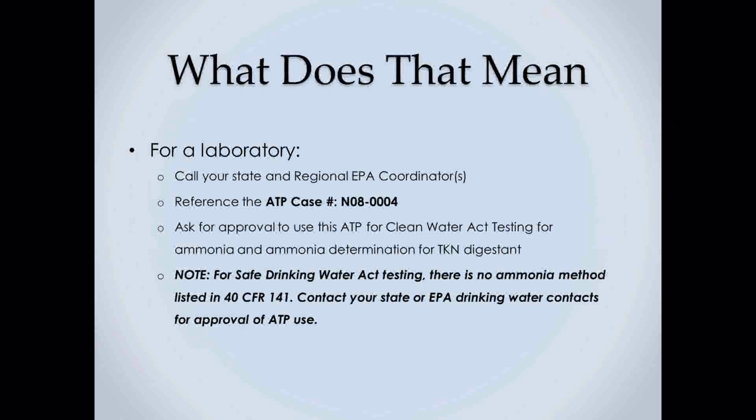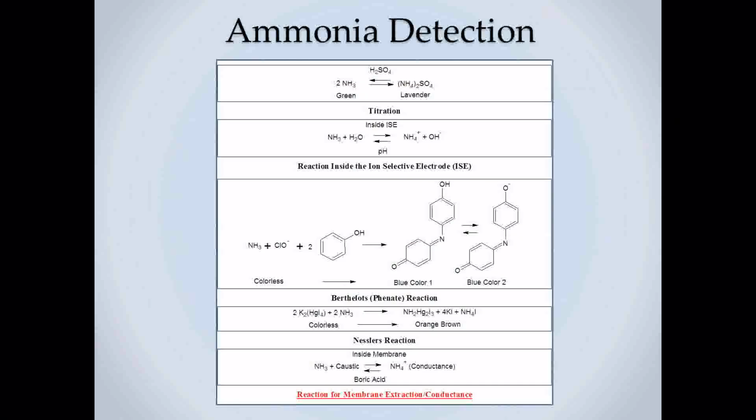141 says you may use other methods that are approved by EPA. But since this is a recommended ATP, not approved at this time because it hasn't gone through the promulgation process, the comment and review period and such for formal promulgation, you still have to contact your regional authorities and, for the Drinking Water Act, your drinking water certification people also.